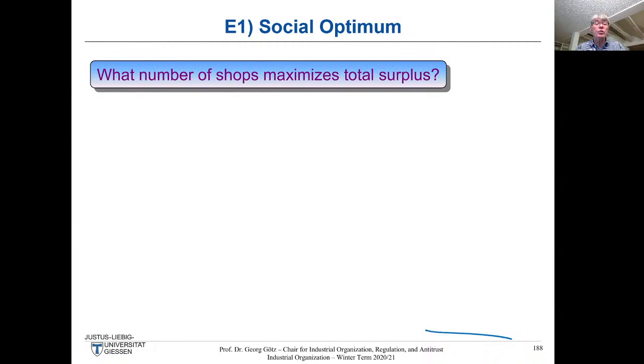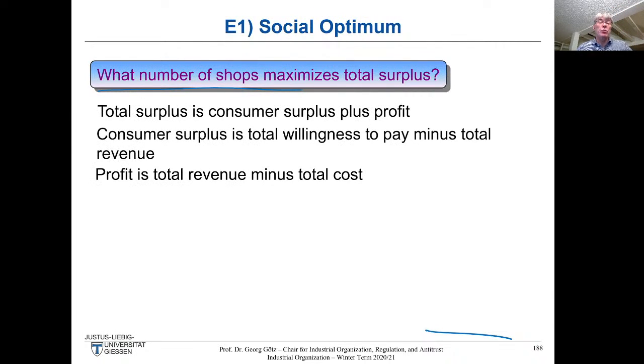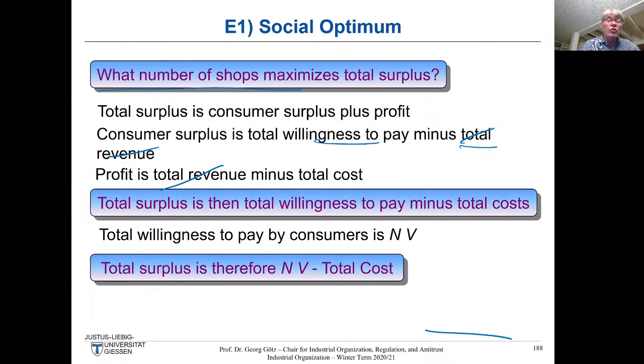So what we want to do is determine what number of shops maximizes total surplus. And what is total surplus? Total surplus is simply consumer surplus plus profit. Consumer surplus is total willingness to pay, this is just V, minus the total revenue. Profit is total revenue minus total cost. So as this total revenue shows up both in consumer surplus and in profit, total surplus is just total willingness to pay minus total cost.